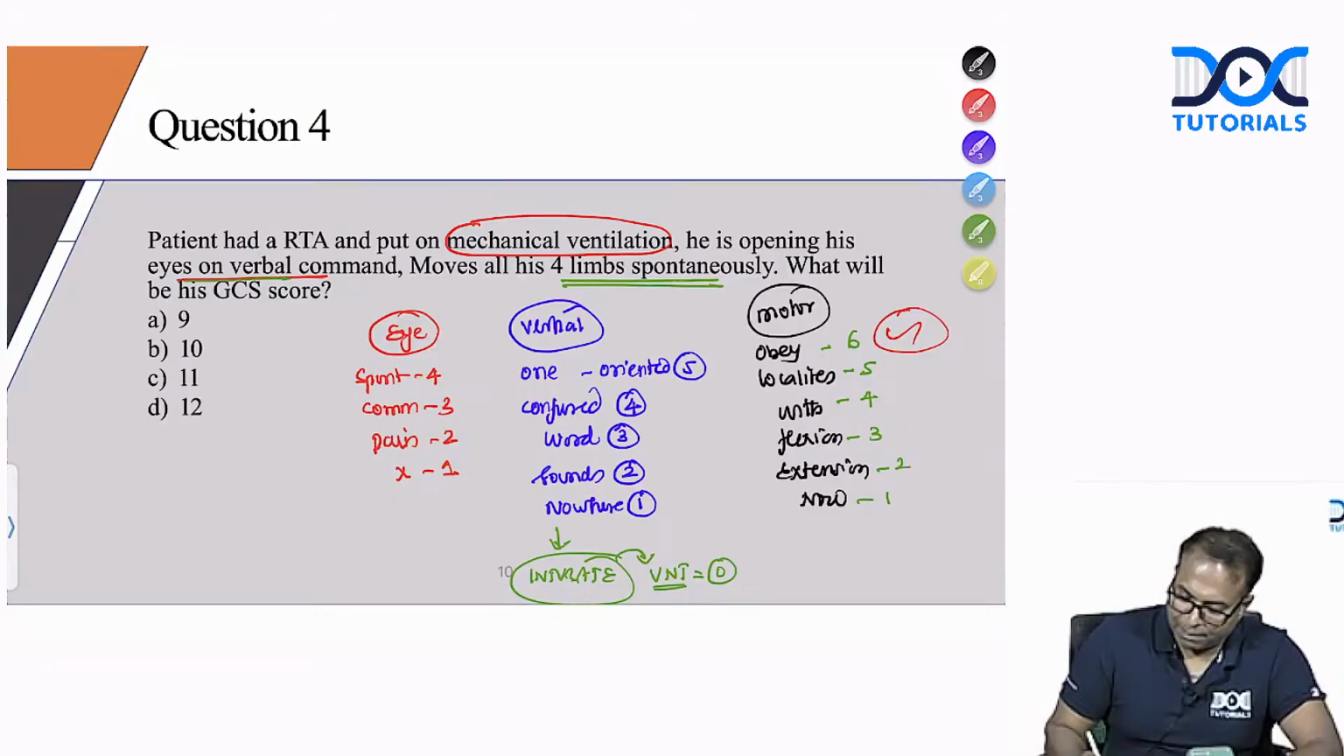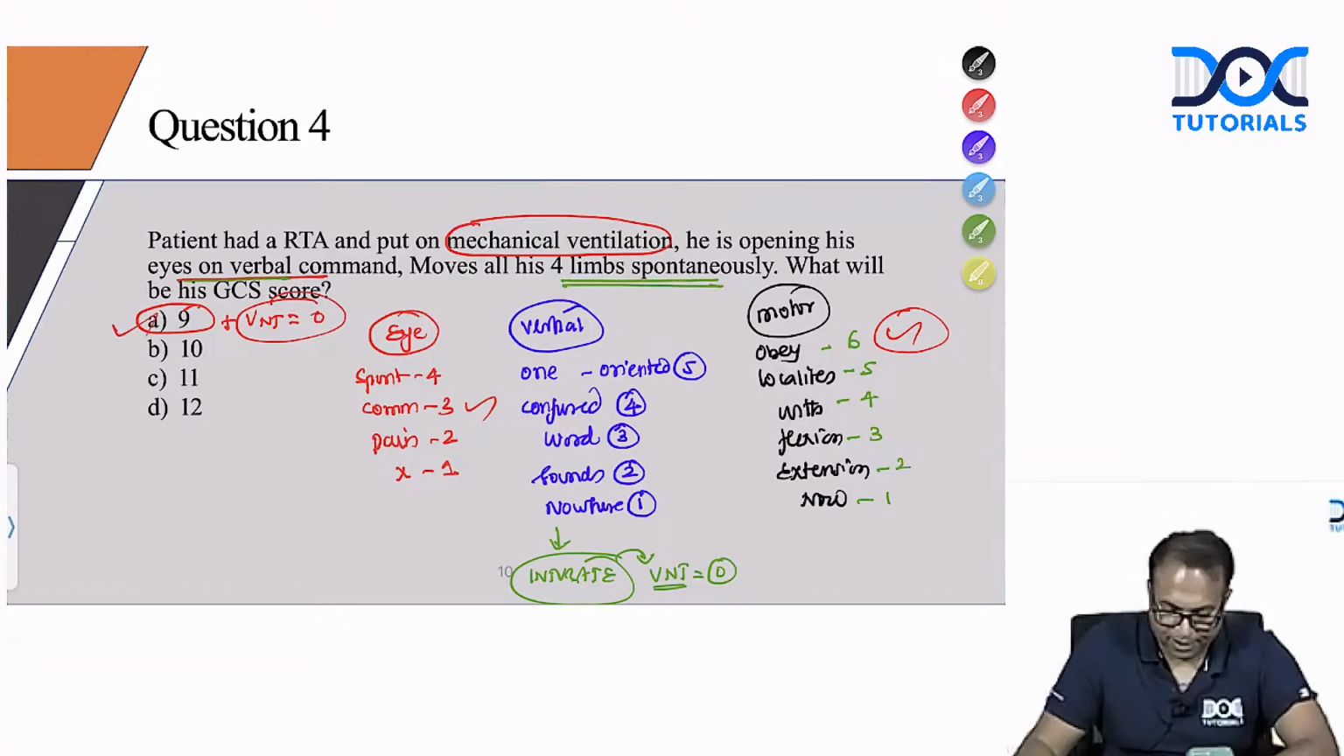So the patient is moving all his limbs spontaneously, which is 6 points, and he is opening eyes on verbal command, which is 3 points. So 3 plus 6 is 9, plus VNT equal to 0. So VNT is 0. Therefore, the total score is 9. So the very interesting answer is 9.